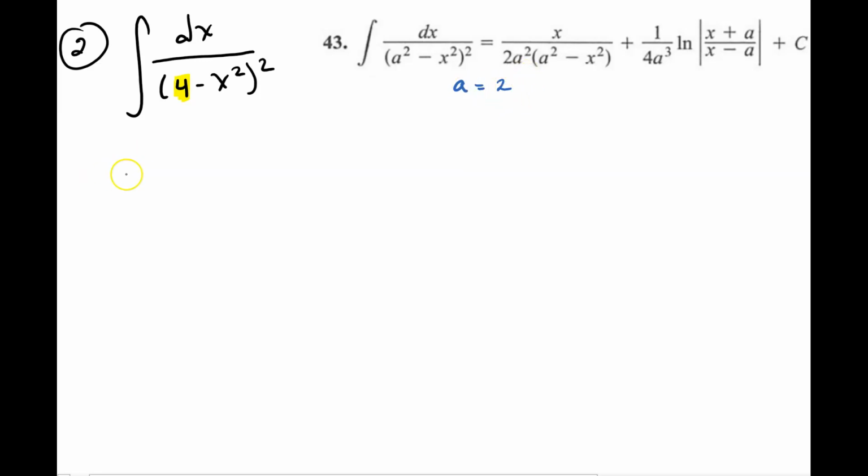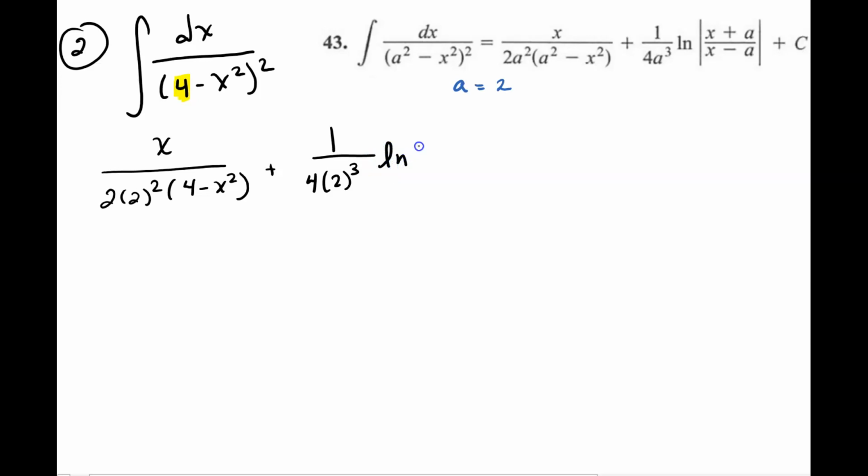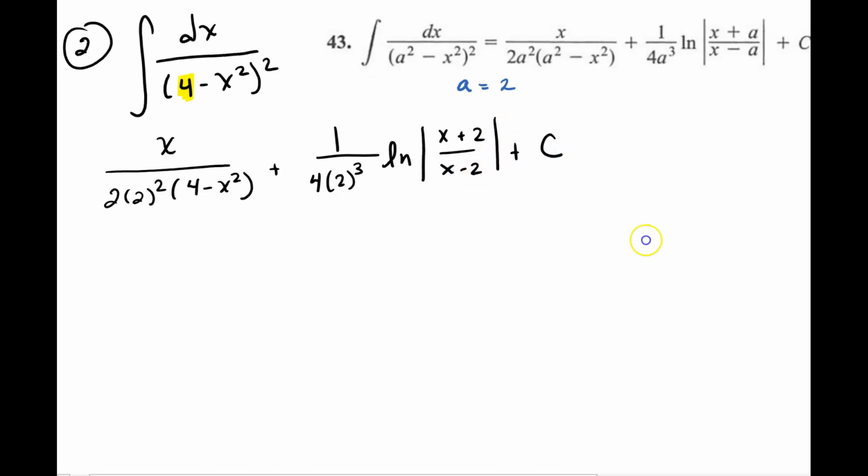So now I'm ready to integrate. I'm going to write x over 2 times 2 squared times, and then it's just going to be 4 minus x squared, because that's a squared minus x squared. All right, so we have that, plus 1 over 4 times 2 to the third power times the natural log of the absolute value of x plus 2 over x minus 2, plus c, your constant of integration.